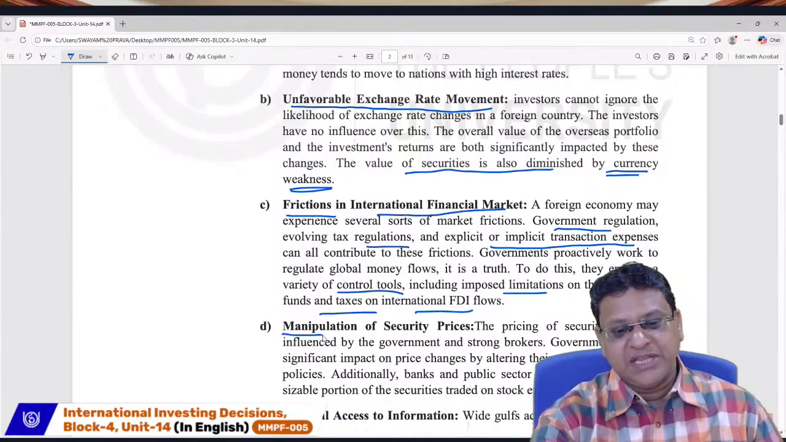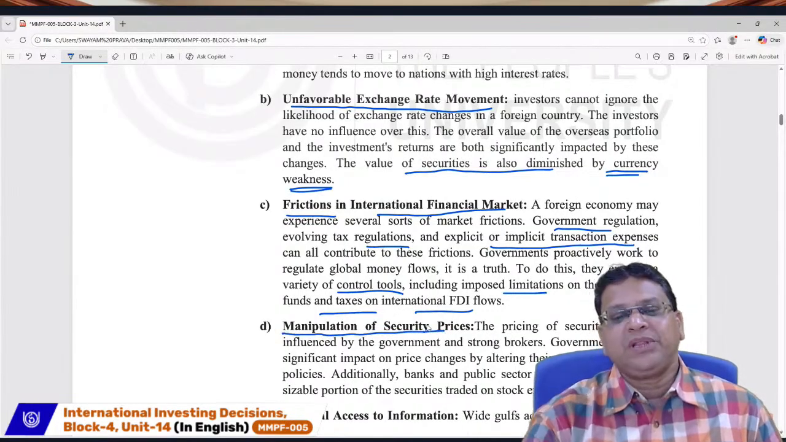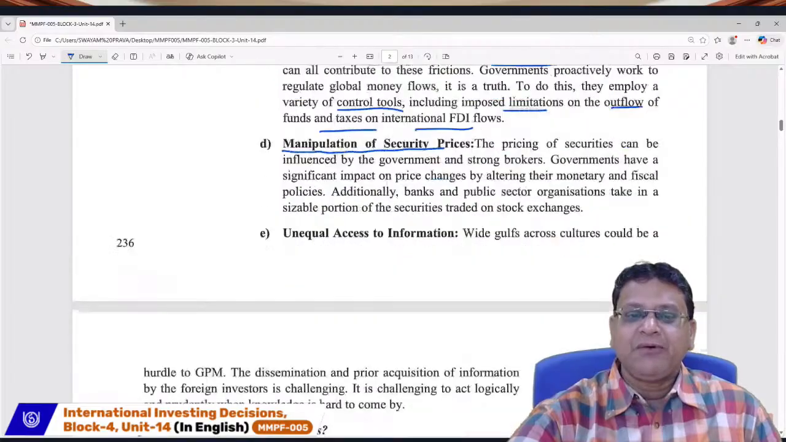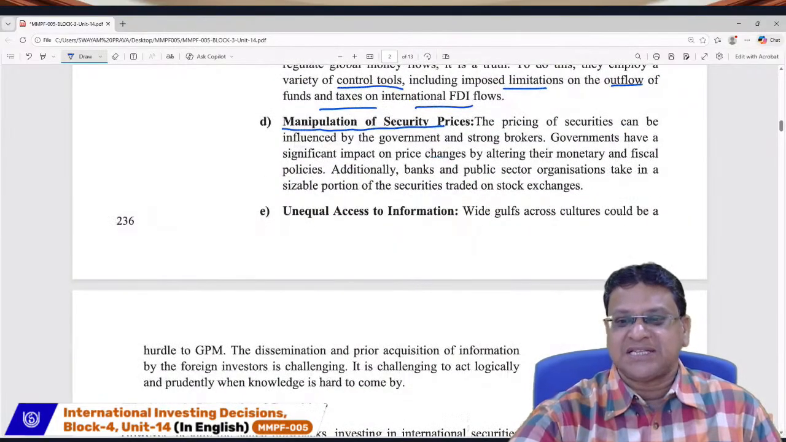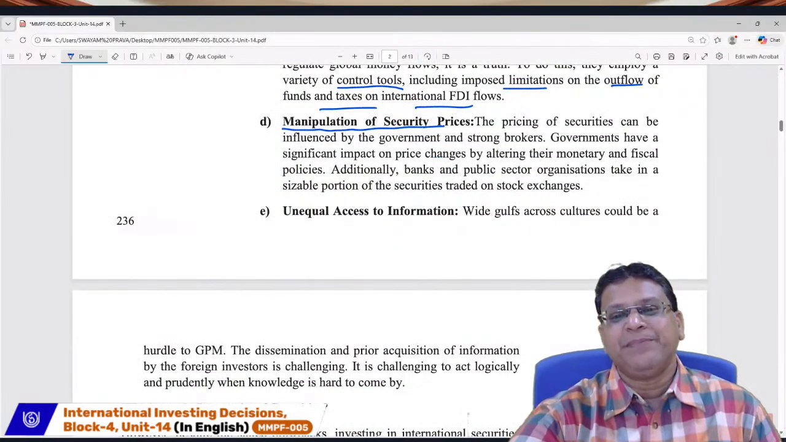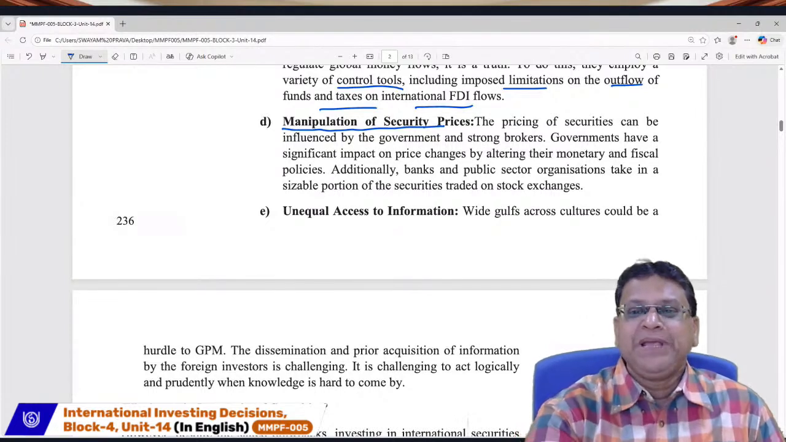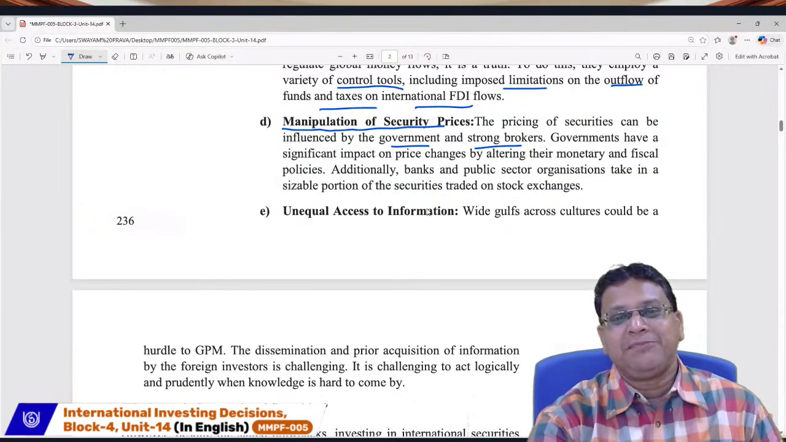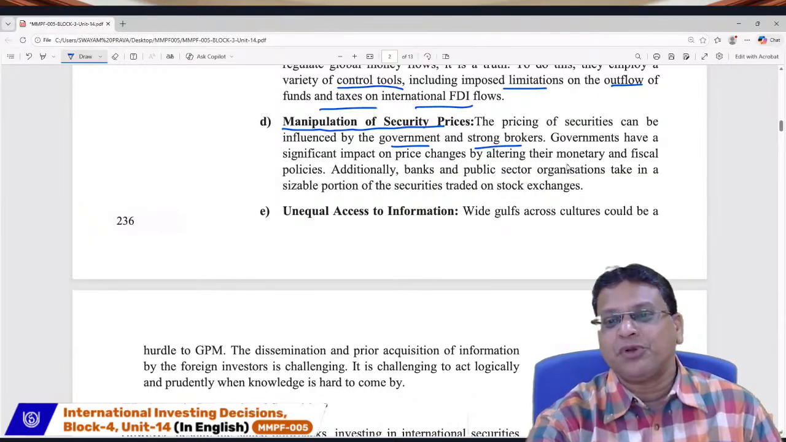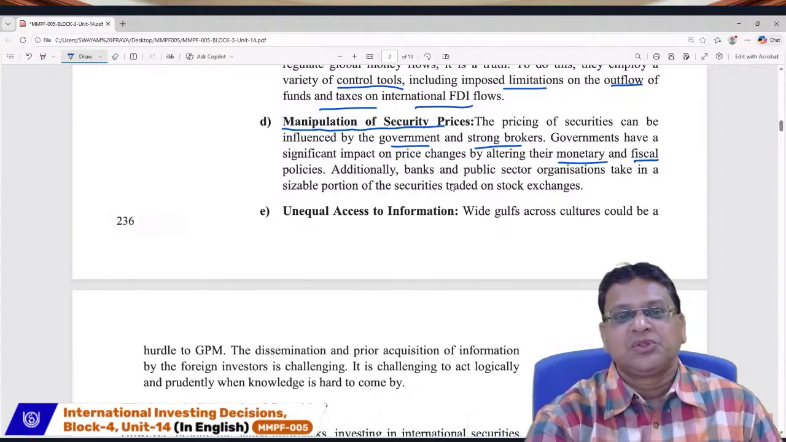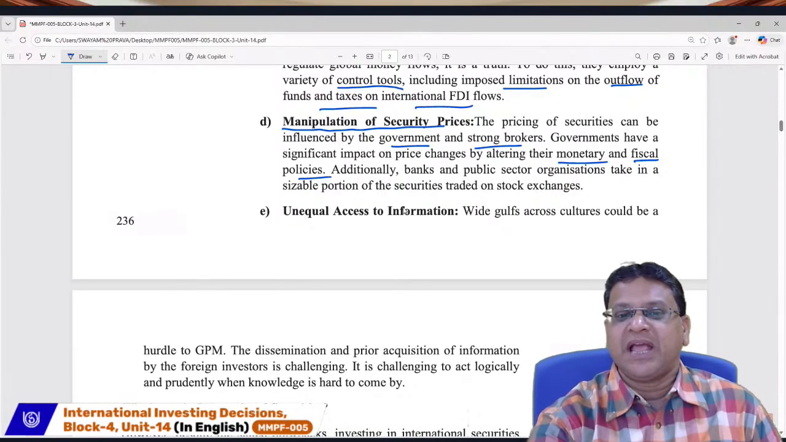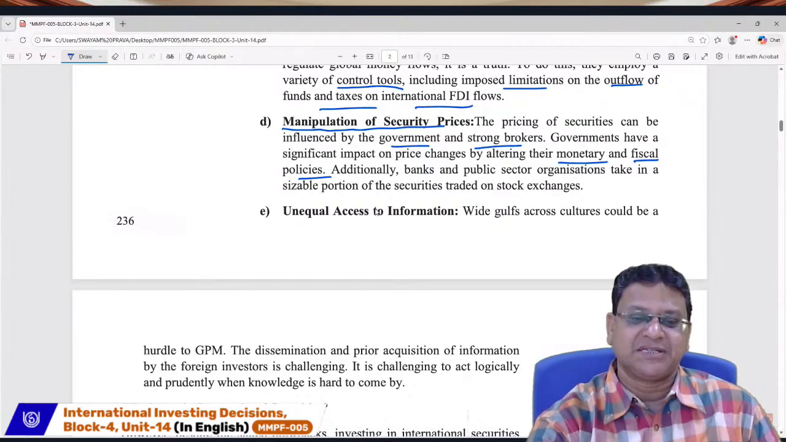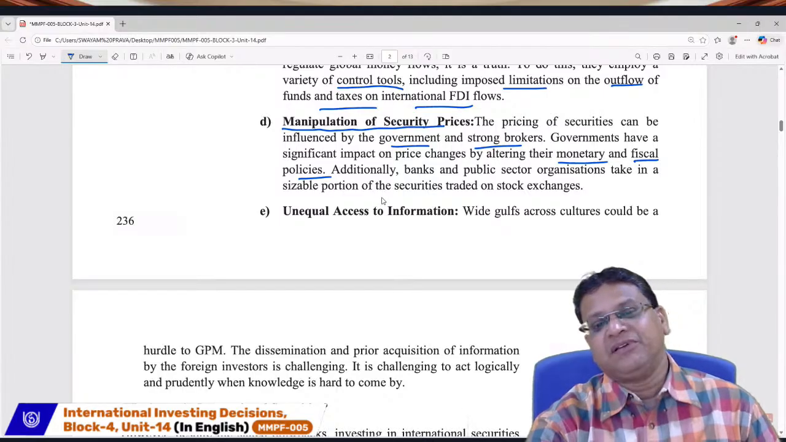Next, manipulation of securities. We know that in developing countries, security prices are normally manipulated by big brokers. They can also be manipulated by the government. Government can manipulate the price through its policies, through monetary policy and fiscal policy. Similarly, big brokers can manipulate the security price. So this is one important limitation of foreign investment.